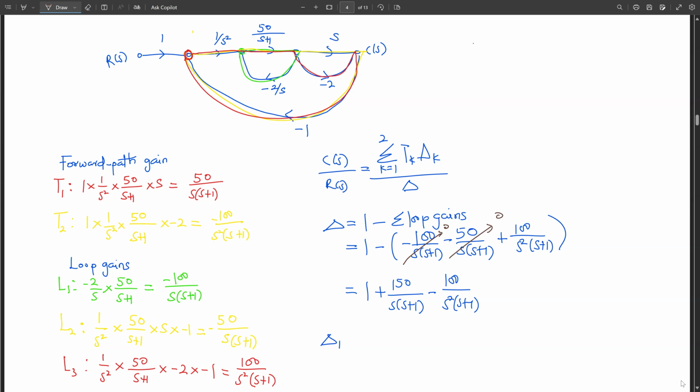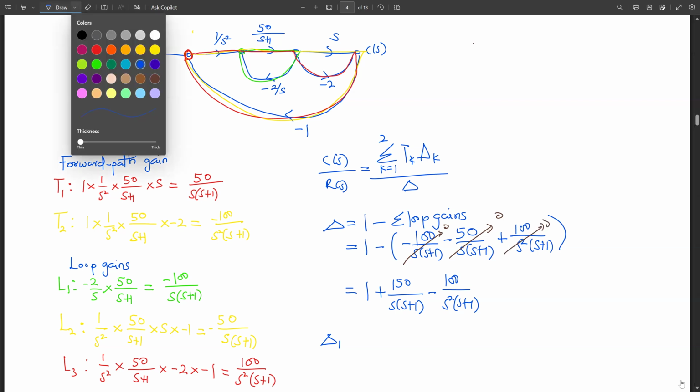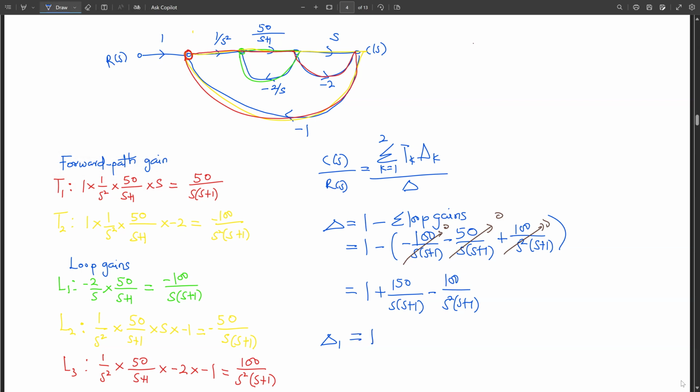And if you look closely, the red loop shares nodes with the first forward path. So we take that one out too. So what are we left with? We are left with just 1. 1 minus 0, the same thing as 1. Right? And then the delta sub 2 too. We take note of the second forward path, which is from here.